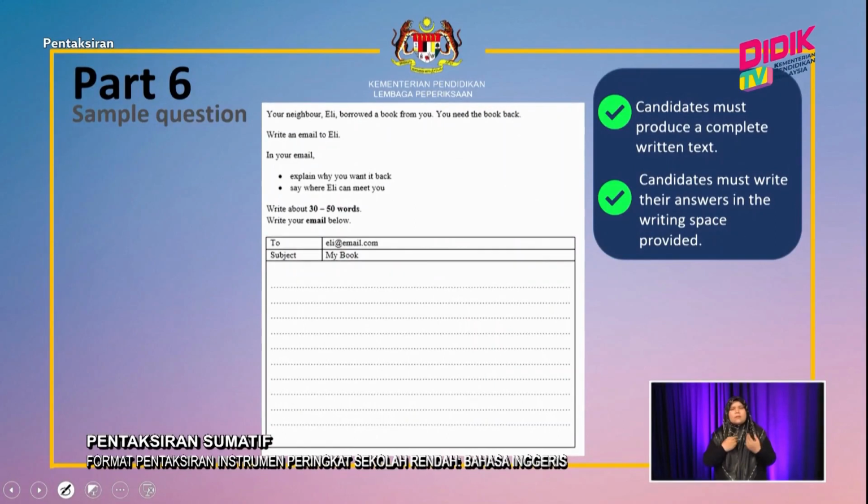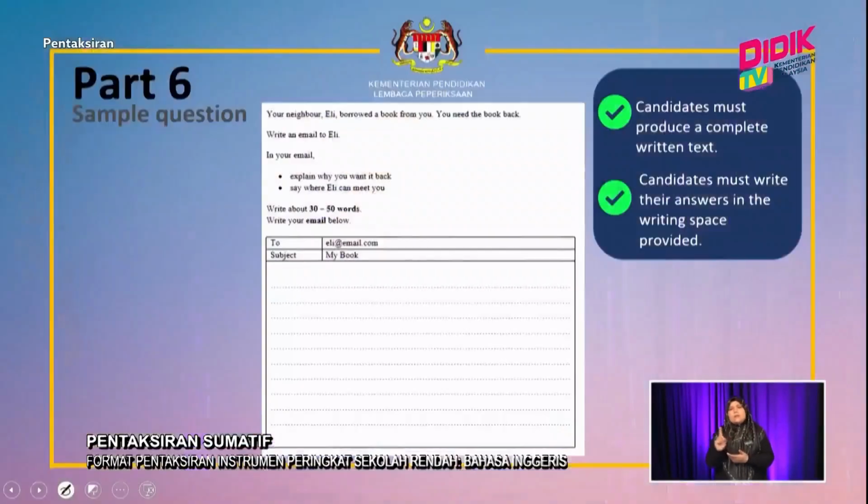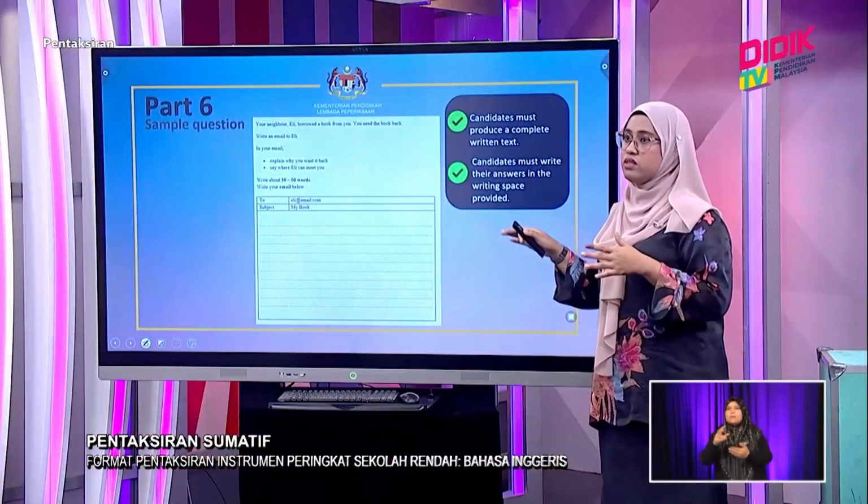Based on the question, we need to explain why I want the book back from Ali, and where Ali can meet me to pass me the book. Yes, so these are the 2 points. That is very important, to identify what's required from you to include in your writing. And then you have to write it between 30 and 50 words.